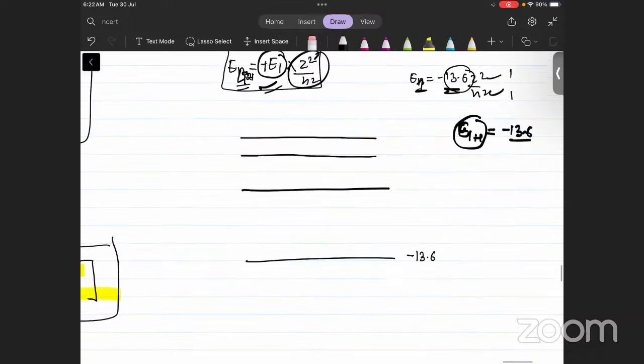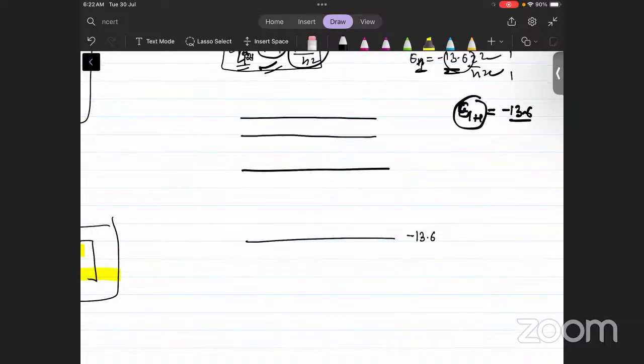So this is 13.6. Now what's the energy for the second level? Quickly tell me. Everyone wake up, be attentive, look here, note down the formulas. Minus 3.4.